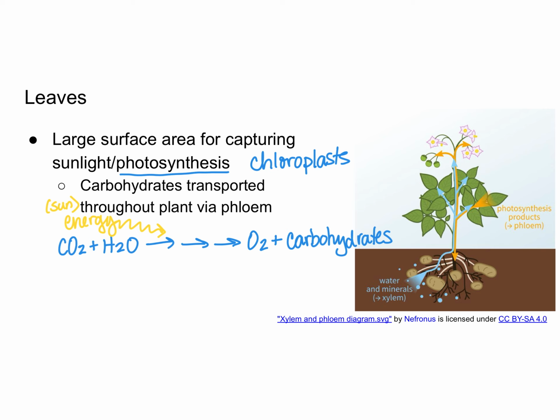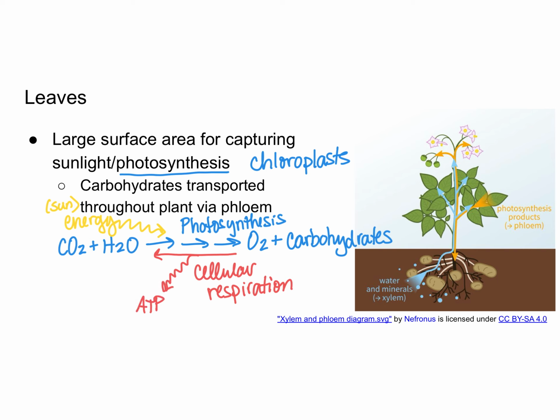And then these carbohydrates can be transported throughout the plant to the other parts of the plant that don't conduct photosynthesis so that they can do cellular respiration in order to make ATP. So this reaction we looked at here, this is our photosynthesis reaction. And we could draw a reverse arrow to represent cellular respiration. Which gives off energy in the form of ATP molecules.